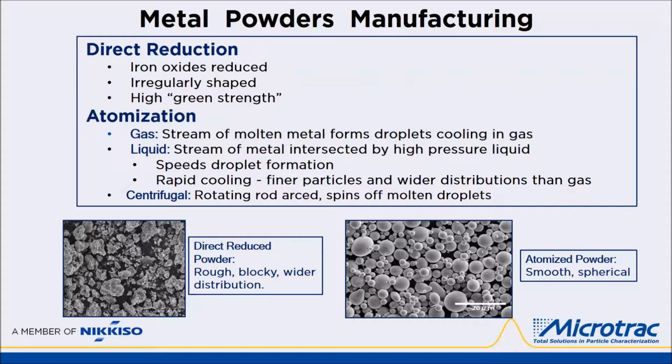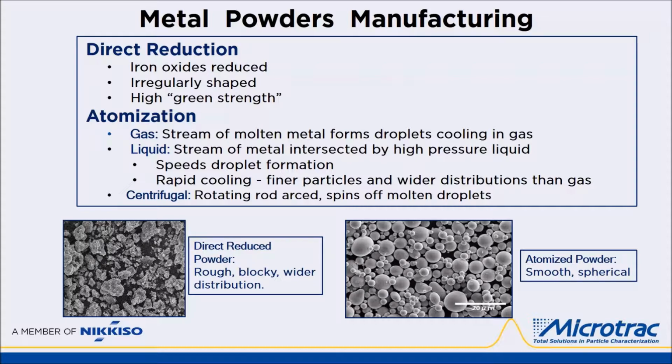Atomization includes three types. In gas atomization, a turbulent stream of molten metal forms droplets as it cools in a surrounding gas chamber. In liquid atomization, a stream of metal is ejected at high velocity and intersected by a high pressure liquid stream to speed droplet formation. The more rapid cooling allows formation of finer particles than gas atomization, which has a lower limit of about 10 microns. They have generally wider distributions than gas atomized powders.